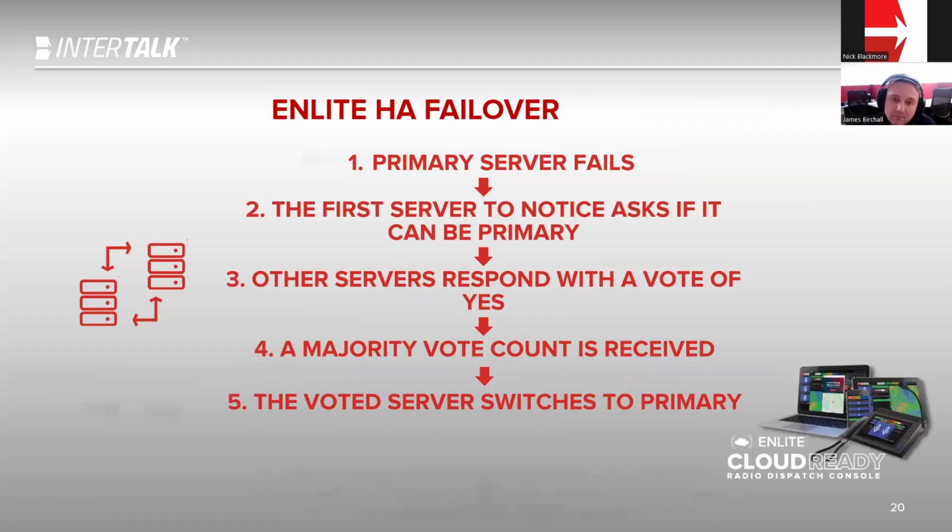Now we're going to review the sequence failover for high availability. Just like before, a primary server fails. The first server to notice asks if it can be a primary. The other servers vote with a response of yes. A majority vote count is received, and the voted server switches to the primary. And this all happens seamlessly if a node did fail.